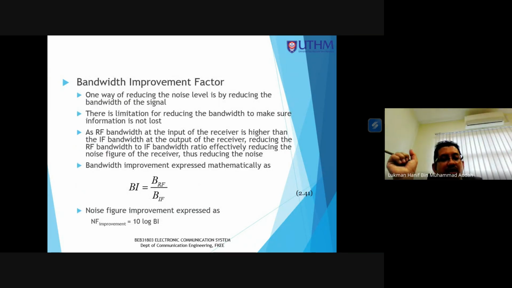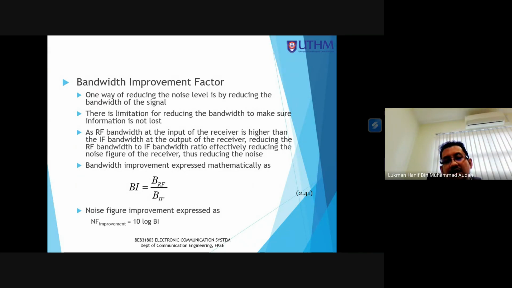Then we have a bandwidth improvement factor. Bandwidth improvement factor is equal to bandwidth of RF divided by bandwidth of intermediate frequency. So bandwidth of RF, divided by bandwidth of intermediate frequencies.